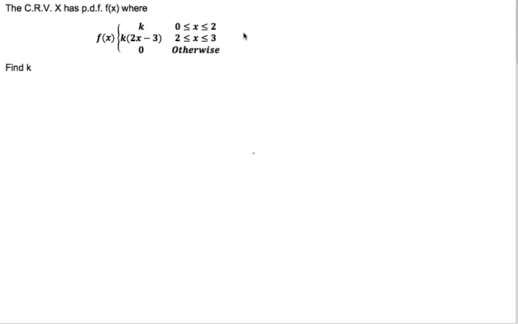In order to solve this problem, we have to use the idea of total probability and the fact that when we find the probability over these two ranges, it's equal to 1. So if I integrate the function f of x between 0 and 2, and then add the result of integrating the function between 2 and 3, this will come to a total of 1, because the total probability is 1. So I'm just going to integrate each of these separately.